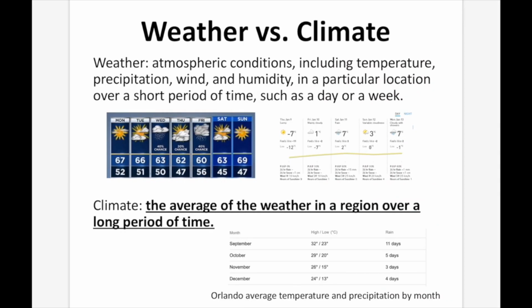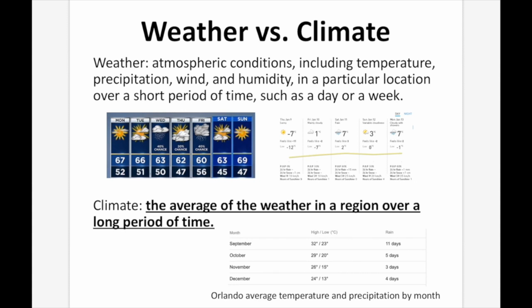Weather versus climate. Again, two terms people often get mixed up. Weather is atmospheric conditions, including temperature, precipitation, wind, and humidity in a particular location over a short period of time, such as a day or a week. So if you flip on the weather network, you see the 7-day forecast, that's weather. Climate, on the other hand, is the average of the weather in a region over a long period of time.